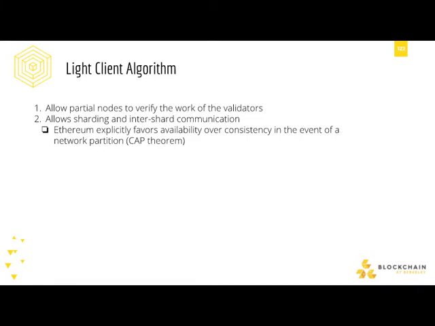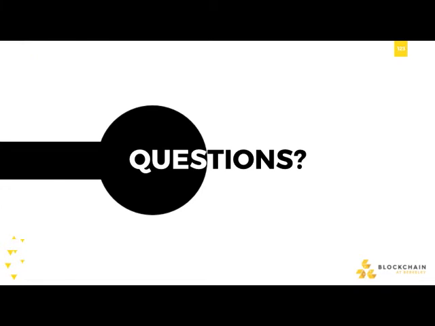And also the sharding and inter-shard communication is another feature, which is just because Ethereum, in the CAP theorem, really places availability over consistency, i.e. with many shards, they might not have consistent state, but it'll still be able to process transactions and continue working. Okay, any questions?